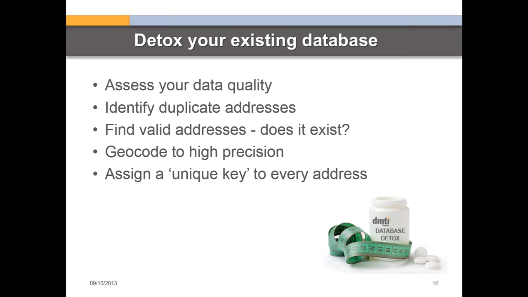And the last step is to assign a unique key to every single address. The purpose of doing this is even as addresses change or there's modifications to the address, that unique key will stay the same. So as you move forward and you're inputting new information, you can use that key to already identify if that address exists or if it exists across any of the other databases you have in your organization.